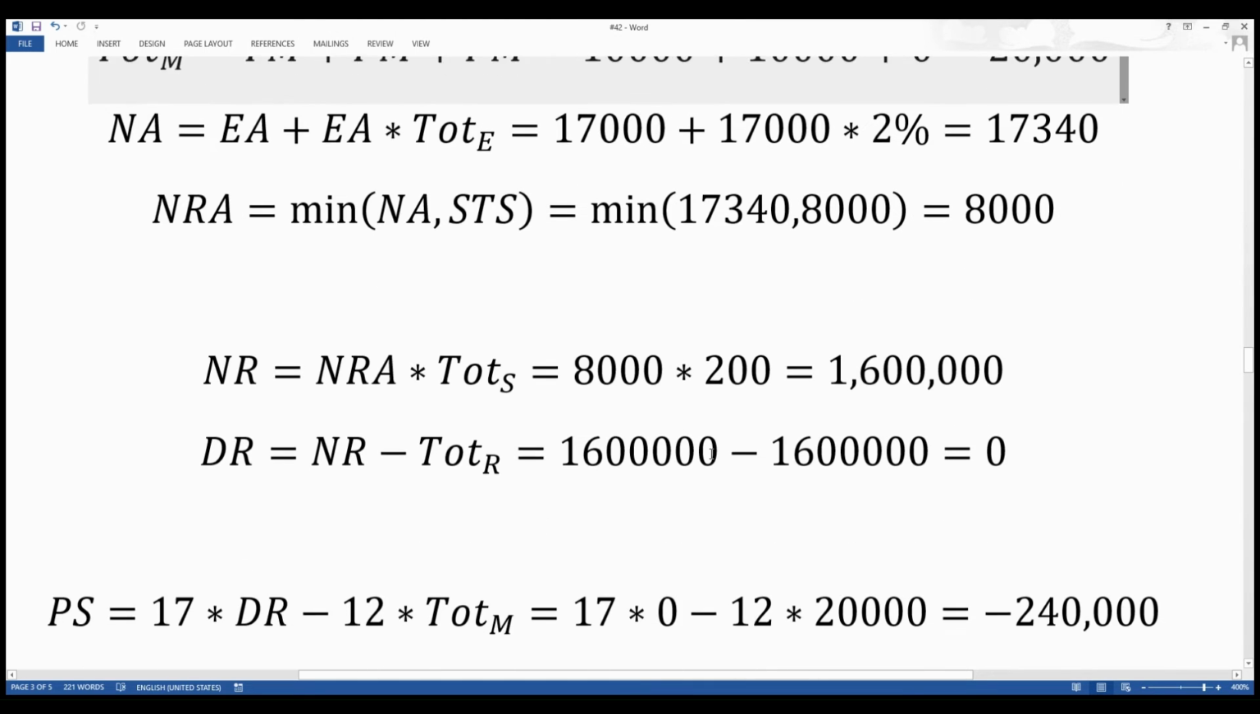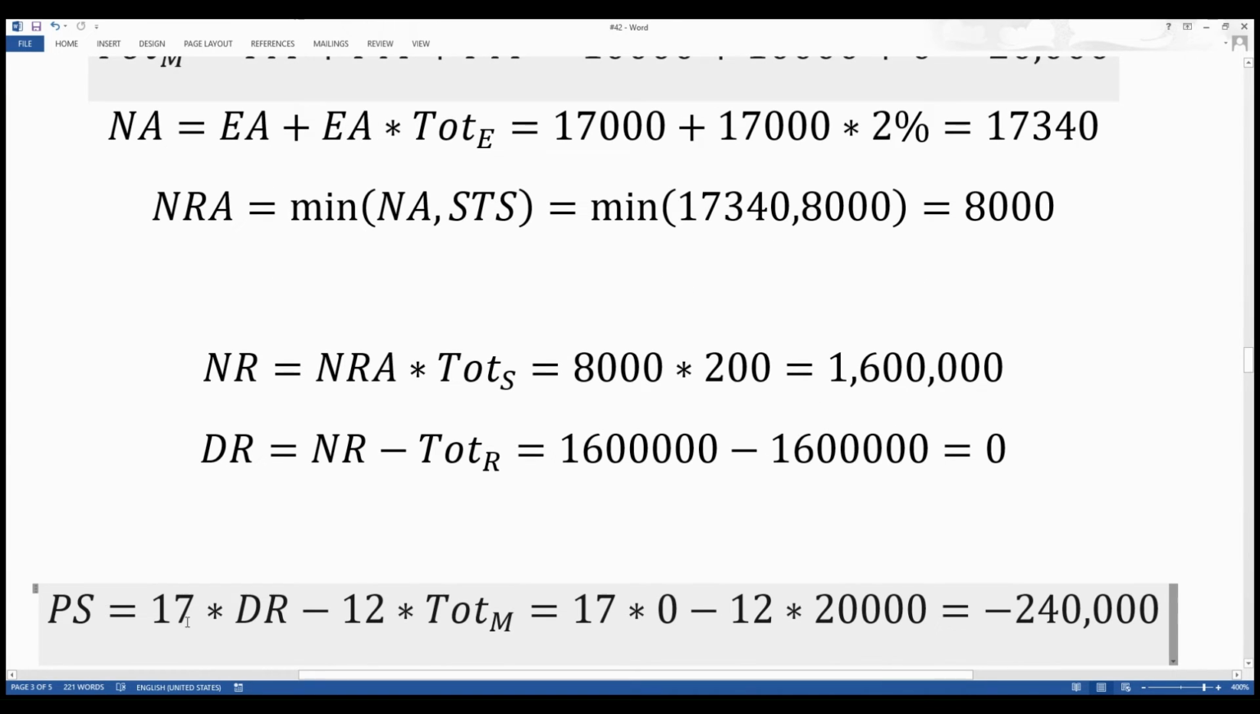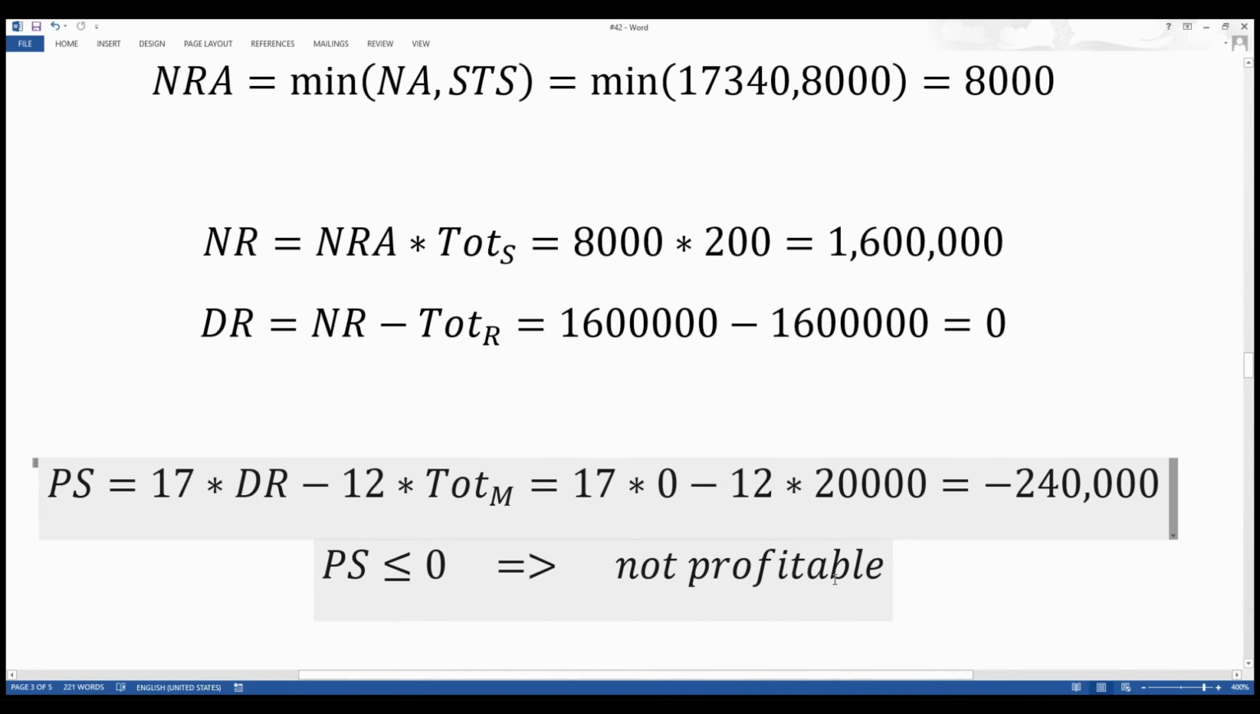Finally, we check the profit. We have 17 times the difference minus 12 times the maintenance of the indirect money making facilities. Okay, then we have negative 240,000. Since the profit was smaller than zero, it's not profitable. So this club should not upgrade the indirect money making facilities to level 1. At least not now. Before, he should upgrade his stadium to a better size.